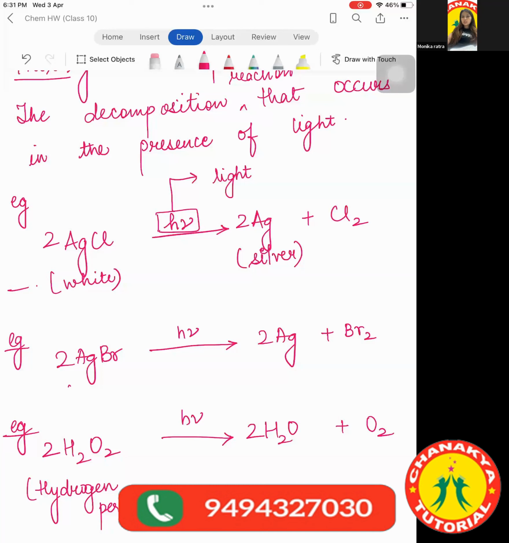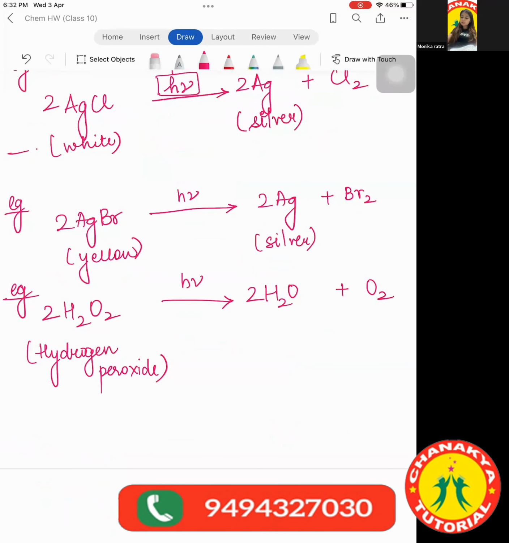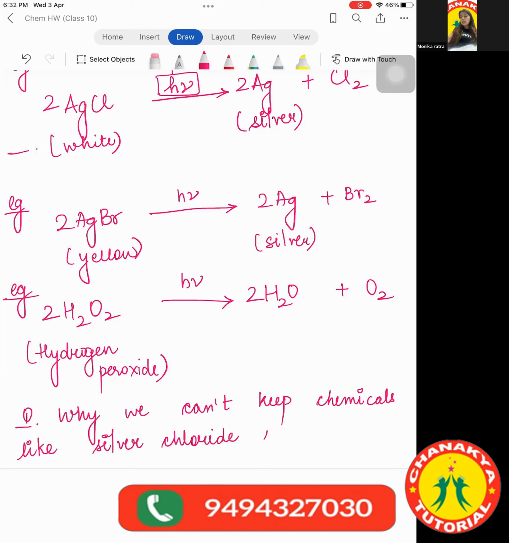So AgBr is yellow in color, and Ag is again silver in color. Fine. Now, children, what question comes in the exam? The first and foremost question is why we can't keep chemicals like silver chloride or silver bromide or hydrogen peroxide in transparent bottles. Who can try to attempt the answer?